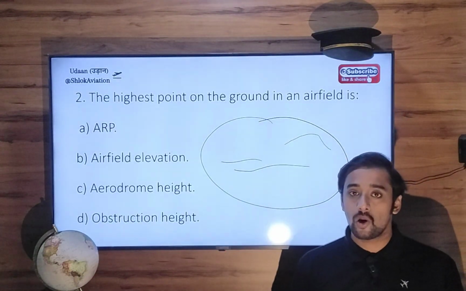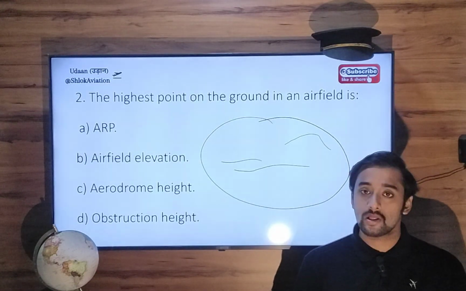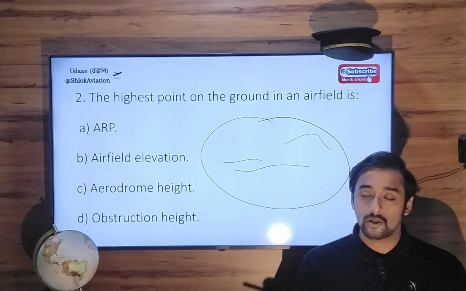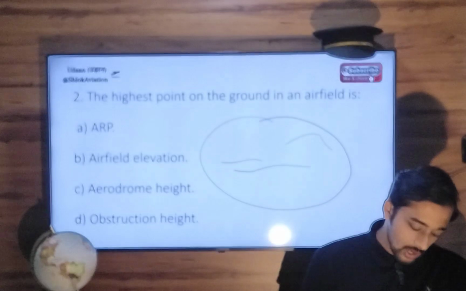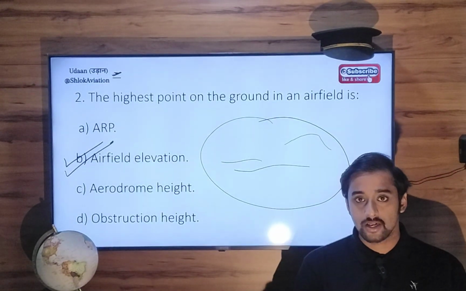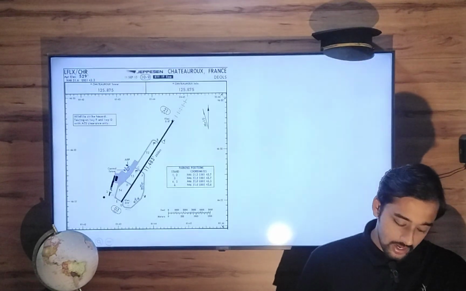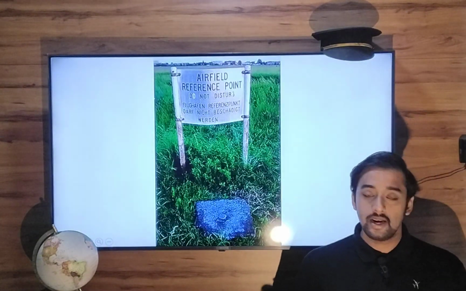According to ICAO regulations, the highest point on the airport or airfield is considered your airfield elevation. ARP is your aerodrome reference point, your airfield reference point.